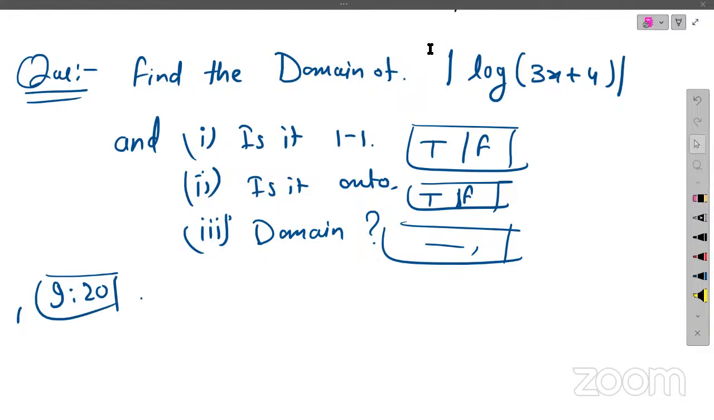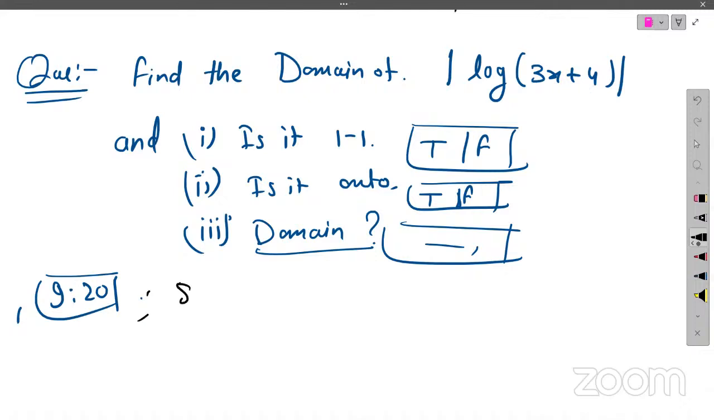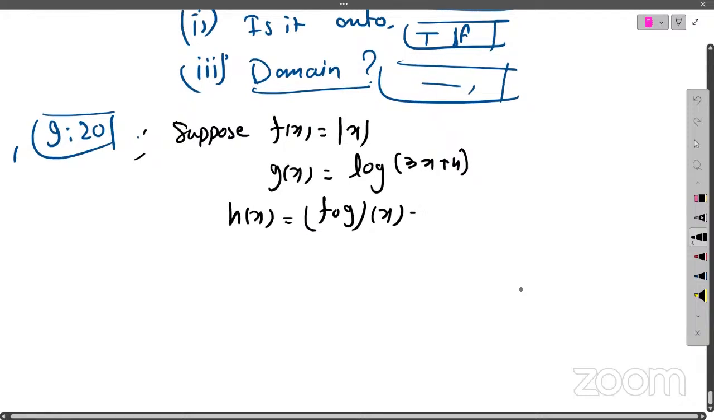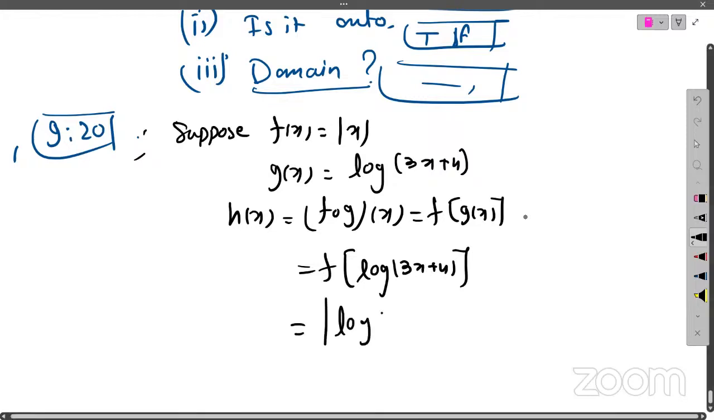So let's first solve the domain part, because it's a composite function if you realize. Suppose you take f of x to be equal to modulus of x, and g of x to be equal to log of 3x plus 4. Let's name this function h of x. This h of x is nothing but f composite g of x, because f composite g of x is f of g of x. So this means f of log of 3x plus 4, and f is a modulus function, giving modulus of log of 3x plus 4.